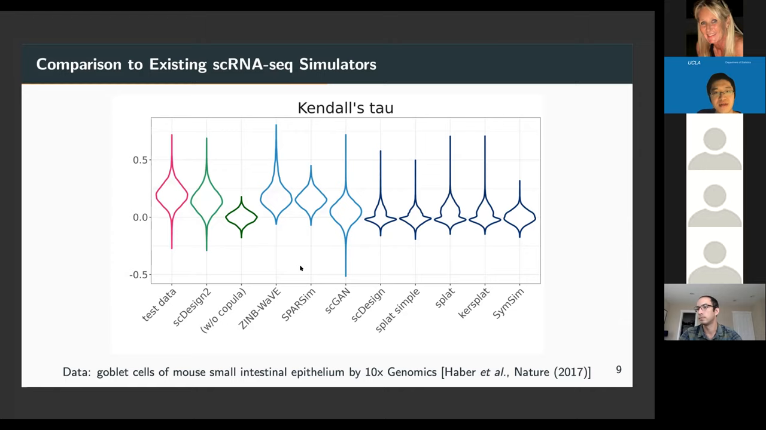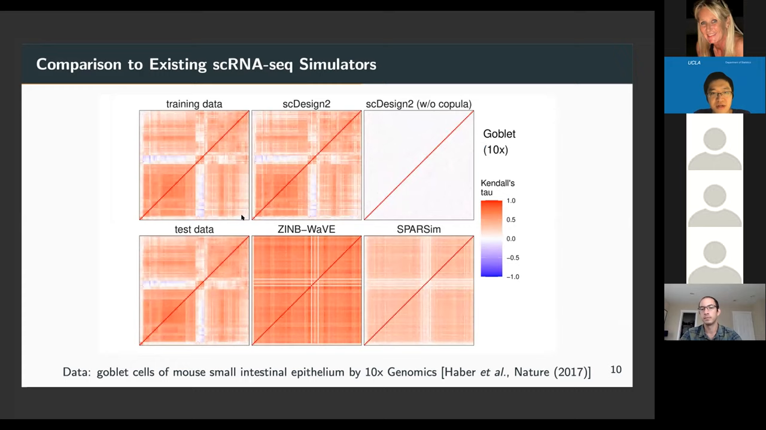So then we decide that we will look at these two simulators, SimWave and SparseSim, in more detail. And we also did a case without Copula, where we only simulate data with marginal distributions. This is like a negative control. Okay, so next we look at the correlation pattern of the highly expressed genes.